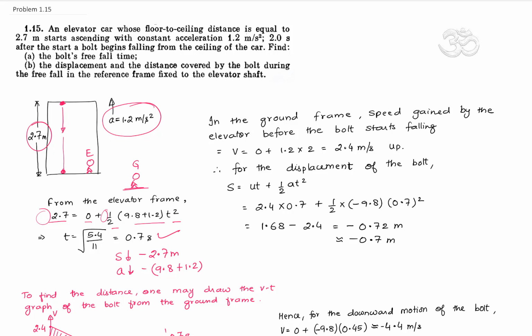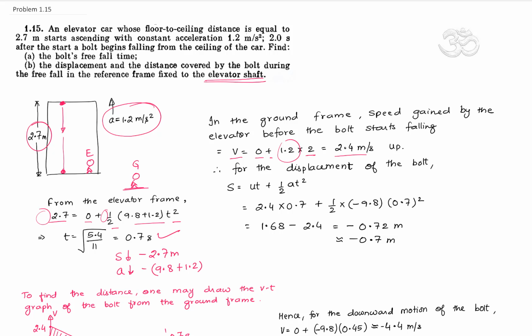Now they are asking you the displacement and the distance of the bolt in the reference frame fixed to the elevator shaft. So elevator shaft is essentially the ground frame. So he's asking us the displacement and the distance that is traveled by the bolt in the ground frame. In the ground frame, the bolt starts falling 2 seconds after the elevator car has started moving. In those 2 seconds, the elevator car would have gained certain speed. It can be found using v is equal to u plus at. V is 0 plus a times t, that is 2.4 meter per second in the upward direction.